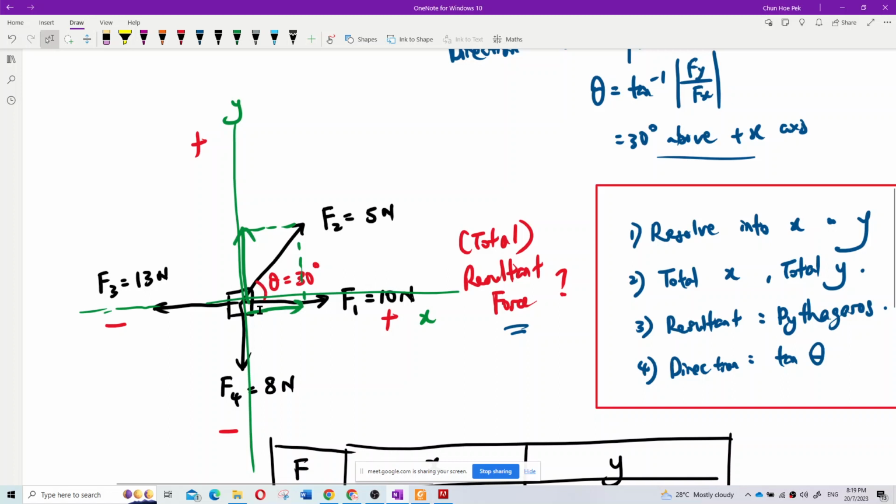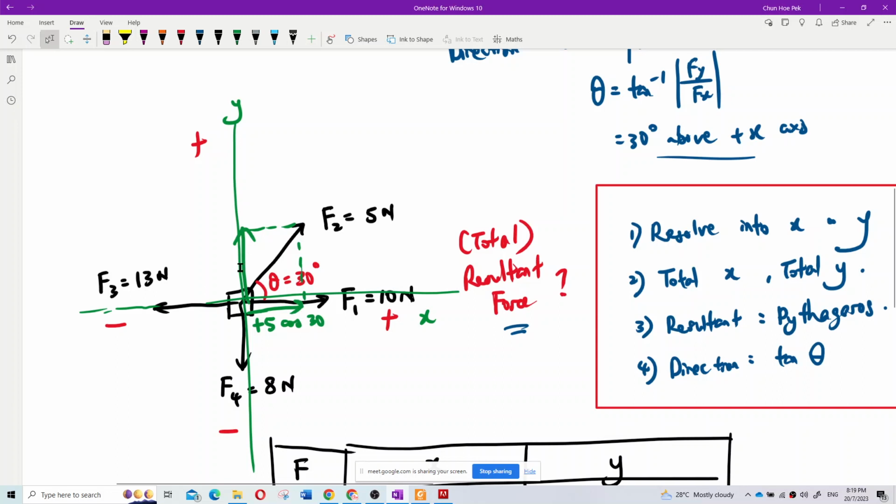Use cosine theta or sine theta? Adjacent to the angle? Cos. So the x component is cos theta. We can write it as positive because it is to the right, so positive 5 cos 30. That's the x component for F2.